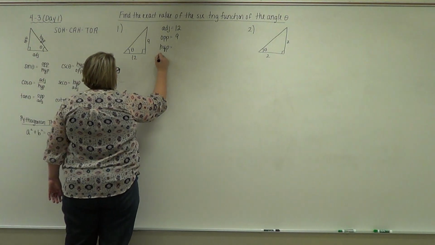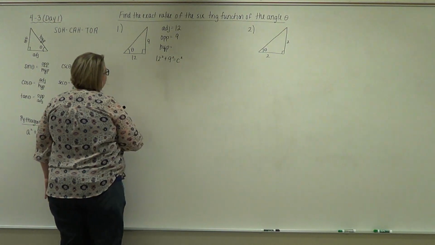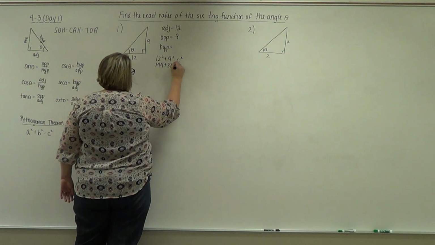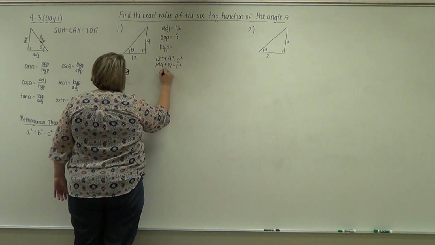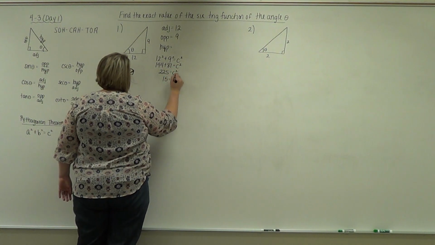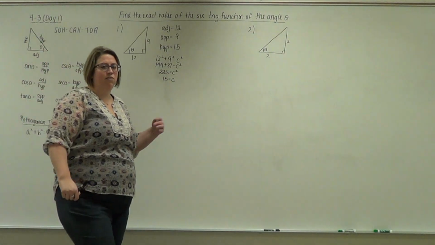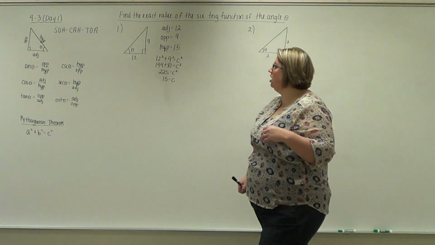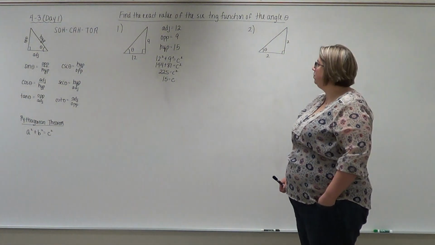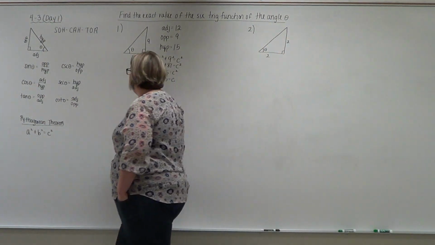So 12 squared plus 9 squared equals c squared. So 144 plus 81, which is 225. So that means 15 is my hypotenuse. Okay, now I know when you take the square root, you can get a positive or negative number, but when you're talking about distance, you're talking about triangles, your answer is always going to be positive. Alright, so now we have what we need, so now we can find our 6 trig functions.